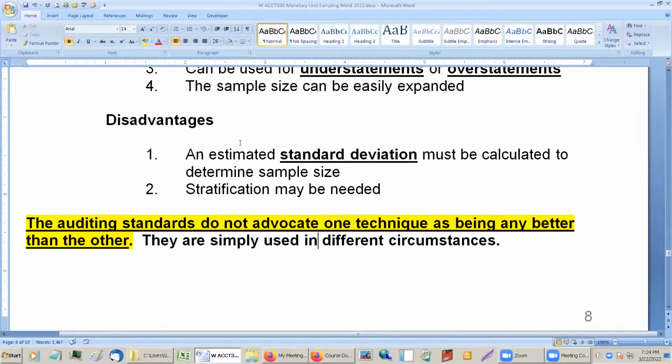Low expected errors and only for overstatements. So if those two things are met, then it's probably better. But yeah, so it's not for all circumstances, obviously. All right. Any question on that?